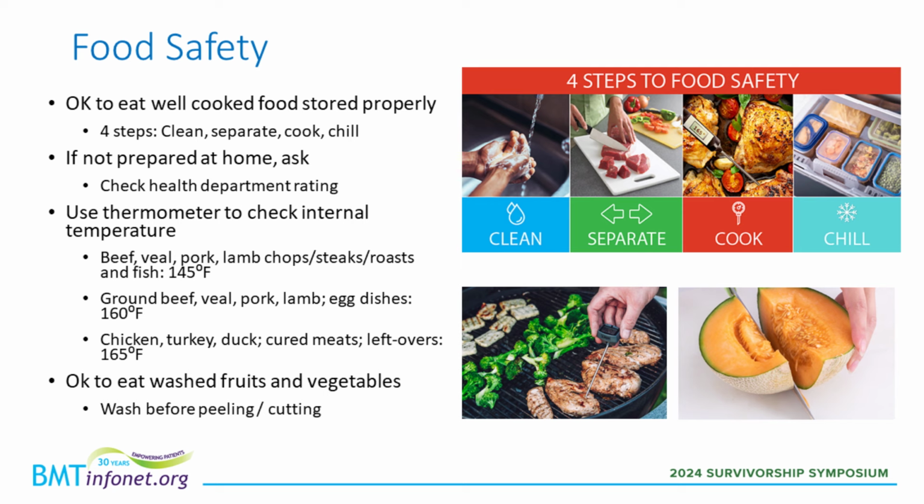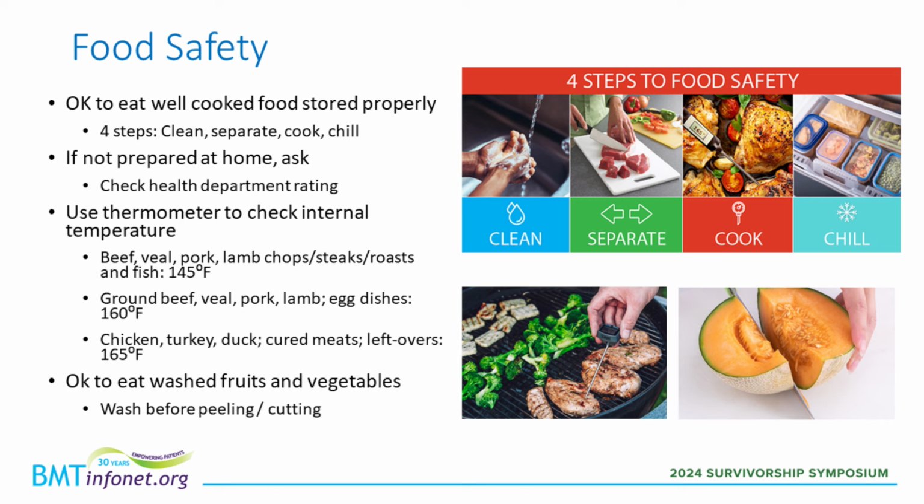When you're cooking food, you do want to use a thermometer to check the internal temperature of what you're cooking. For meats that are in the form of chopped steaks or roast or fish, you want to cook it to an internal temperature of 145 degrees Fahrenheit. For ground beef and other meats and egg dishes, you want to cook it to 160 degrees Fahrenheit.